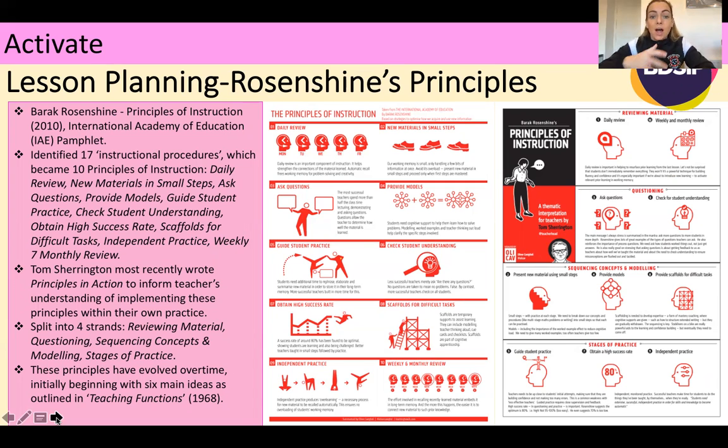I would really highly recommend that you either buy this book or try to have a look on the internet at some of the literature from there. It's really simple and it's really effective with embedding Rosenshine's principles into our teaching and learning.